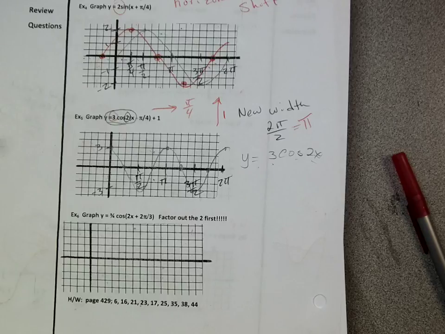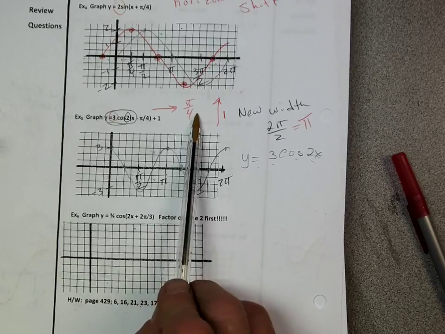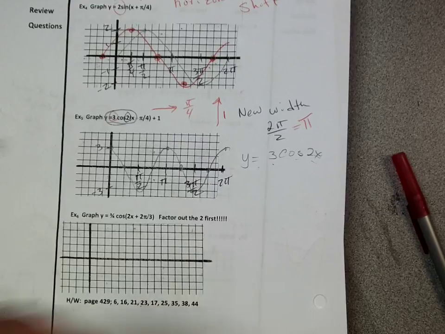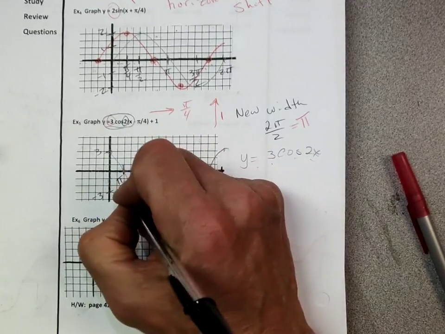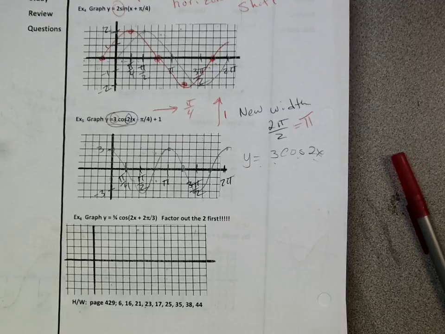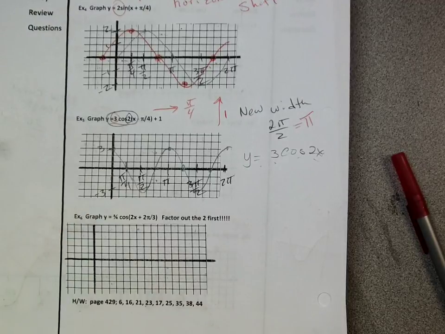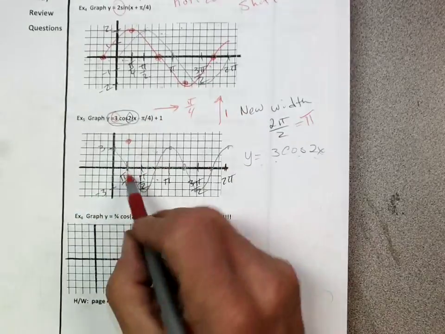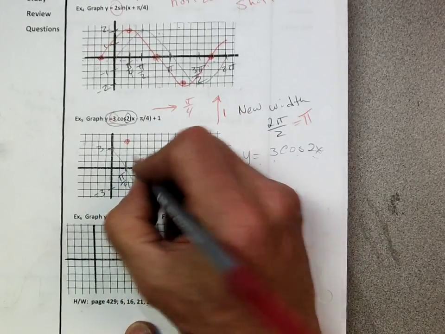So every important point is going to move forward pi fourths, which is 2 squares, isn't it? I mean, pi fourths is here, and then up 1 square. So it's going to move forward pi fourths. Watch. Let's go pi fourths and up 1.